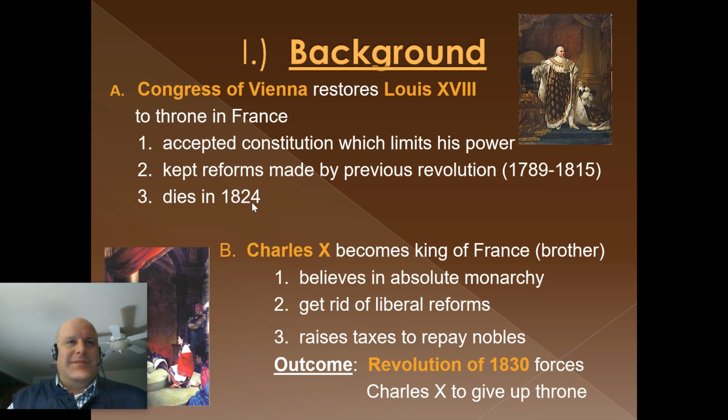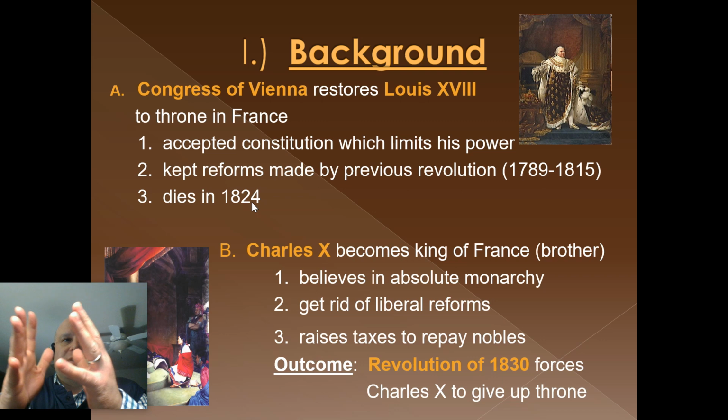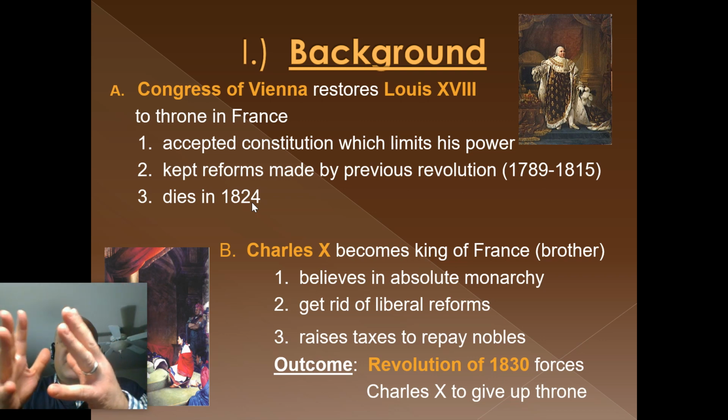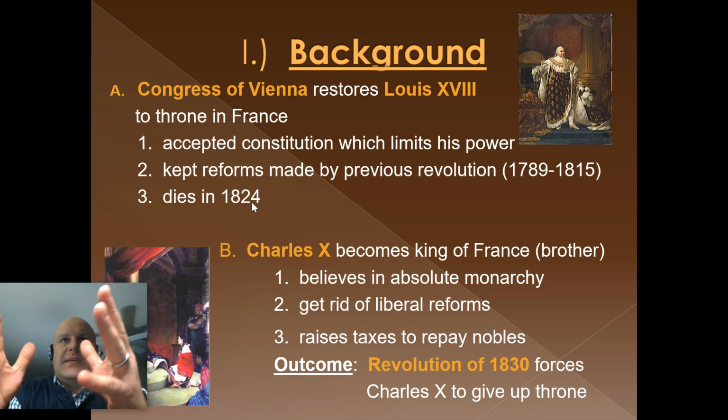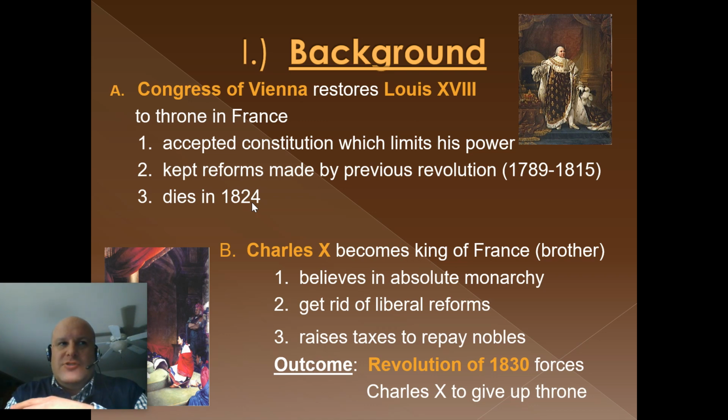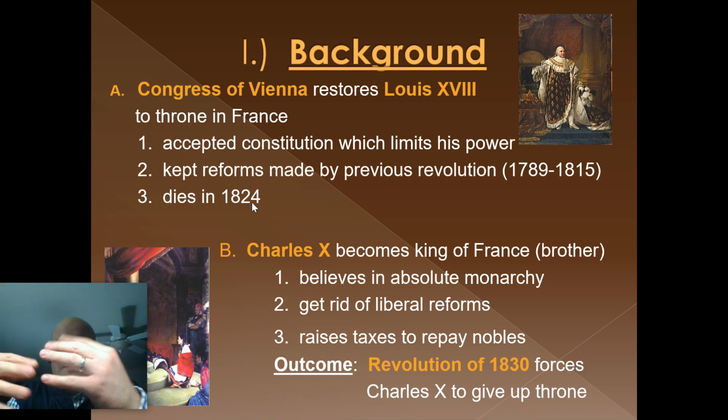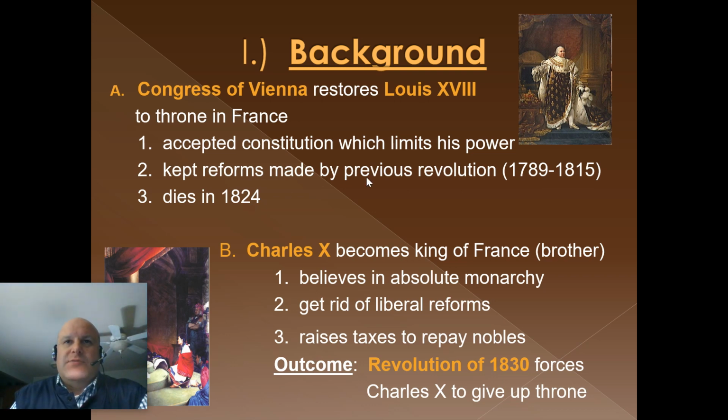Remember, we talked about it numerous times: the Congress of Vienna, the balance of power, restoring old monarchs, the conservatives, restoring the old monarchs and the old order in Europe. And of course, they do that by restoring Louis XVIII, back to the Bourbon family. He accepted the Constitution, a constitutional monarchy, limiting his power, with reforms made by the previous revolution. Some of those reforms were kept, and he dies in 1824.